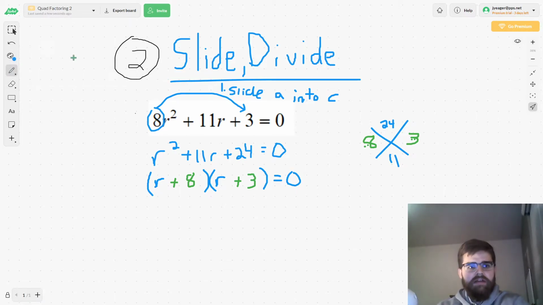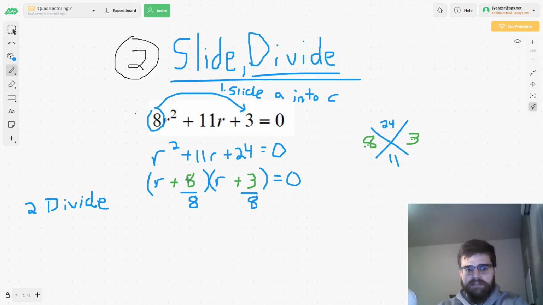What we need to do now is the divide part. This is called slide divide for a reason. Our answers are not going to be -8 and -3. So we need to take whatever we slid at the beginning, and now we need to divide. I guess we factored before that, but we're just going to call this step 2. We are going to divide both of these numbers by whatever we slid at the beginning. In this case, we slid 8, our A value.